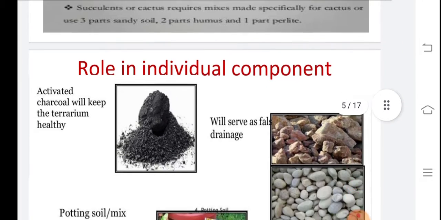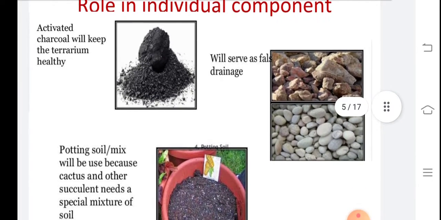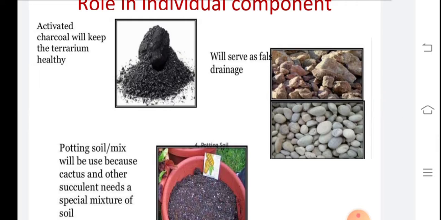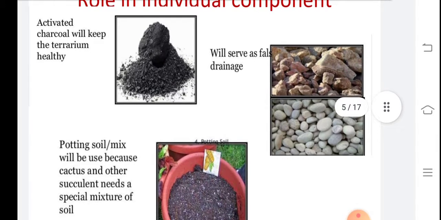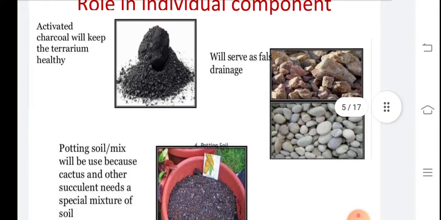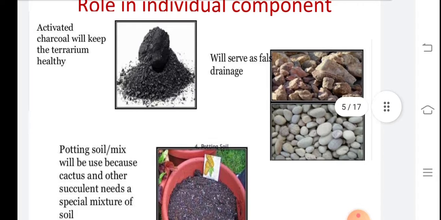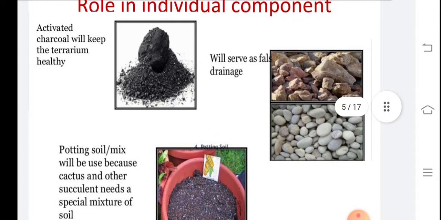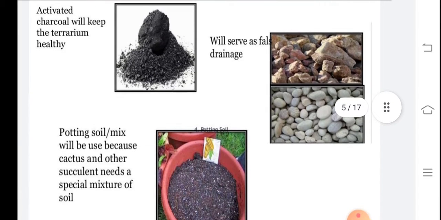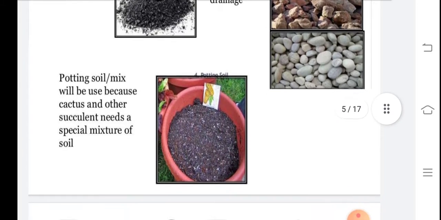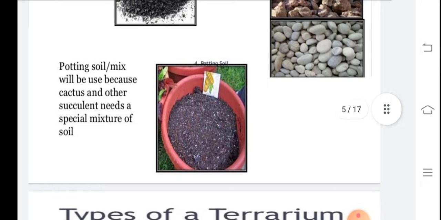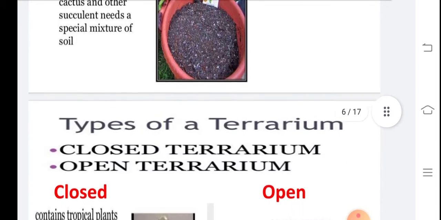Then the role of the individual components. Here the charcoal has a specific role. It maintains the soil nature good. Then generally it is good for the drainage. You are observing here the stone particles. Then potting of the soil mixture in the terrarium. So this good mixture should be prepared.